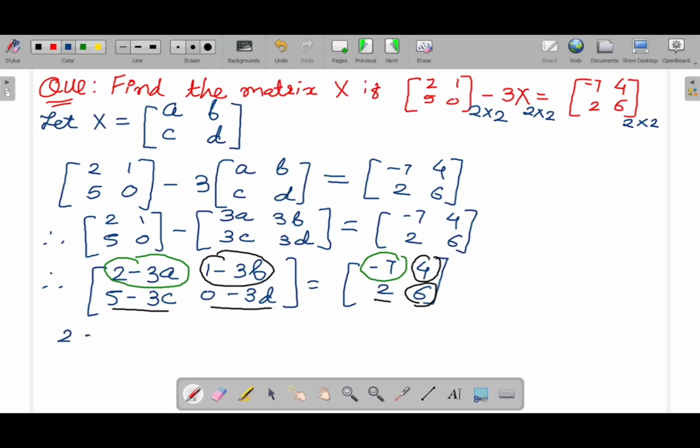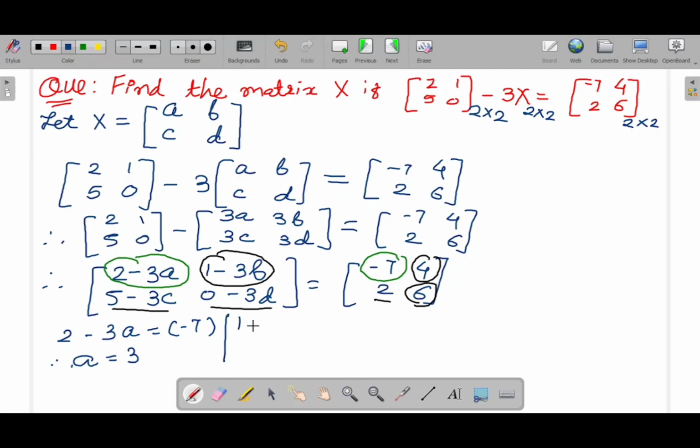2 minus 3a equals -7. Simple calculation you can do. -7 will come this side. It will become 2 plus 7. That means 9 equals 3a. And then ultimately you get a equals 3.